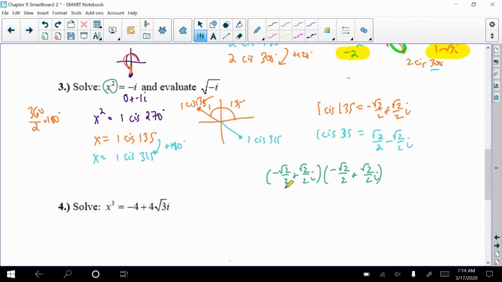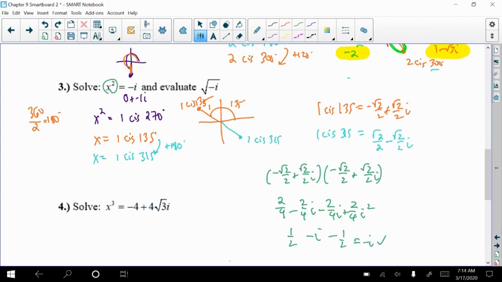Negative root 2 over 2 times negative root 2 over 2 becomes positive 2/4. Then this times this would be negative 2/4 i. And this value times this value is another negative 2/4 i. And then root 2 over 2 i times root 2 over 2 i would be 2/4 i squared. Well, negative 2/4 and negative 2/4 becomes negative 4/4, or negative i. 2/4 is 1/2, and 1/2 times i squared, which is negative 1, is negative 1/2. So in fact, we get negative i.